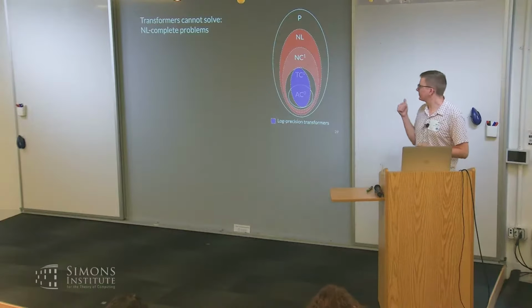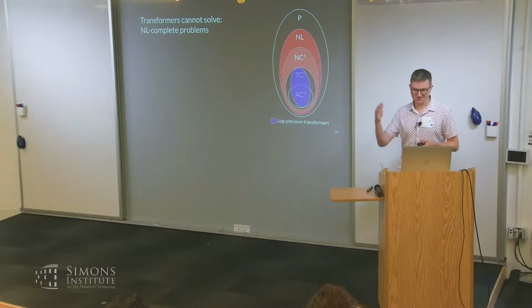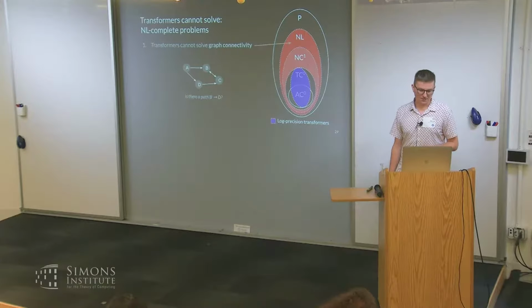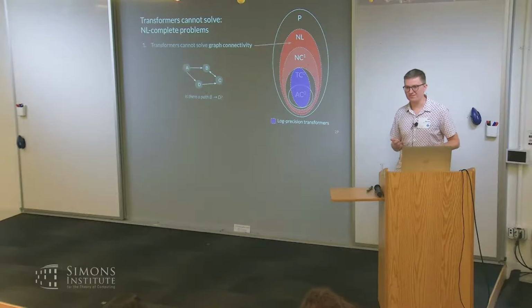So we can go one level up this hierarchy and find other problems. If we go up to NL, non-deterministic log space, which is above NC1, a complete problem for this class is graph connectivity for directed graphs. And that's where the result I mentioned at the beginning of the talk came from. Basically, it's the same type of argument, but for a more powerful class above TC0.